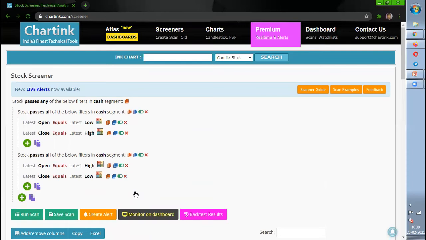Marubozu candles are rare. I don't see many Marubozu candles forming. I see a lot of Marubozu candles forming in commodity trade. Also, I'm not much impressed with the way it works. So this is just for information purposes. You guys can write a screener and check whether it helps you or not.